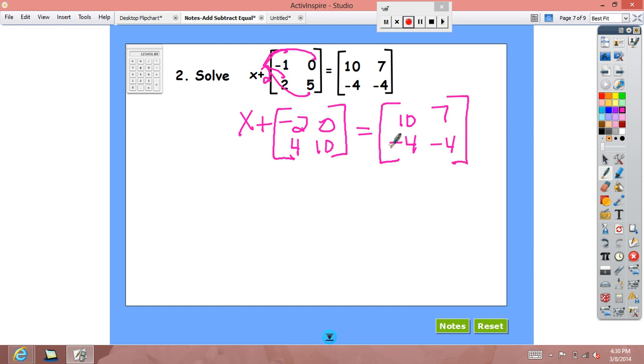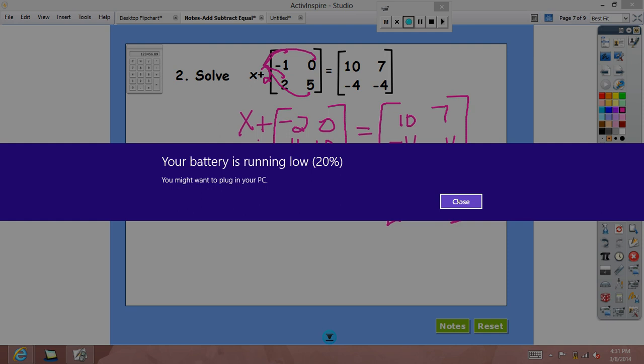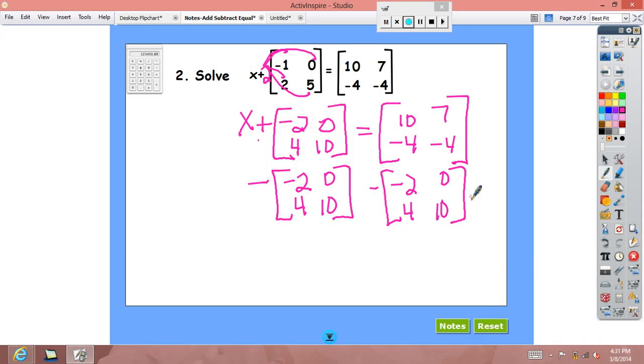Okay, and so now, same thing we did on the slide 2 slides ago, except now we have an addition. Same thing as regular equations. To get it to the other side, I'm going to subtract -2, 4, 0, 10 from both sides. So these are now inverse matrices, so they're going to cancel and become a 0 matrix. So x equals whatever I get here.